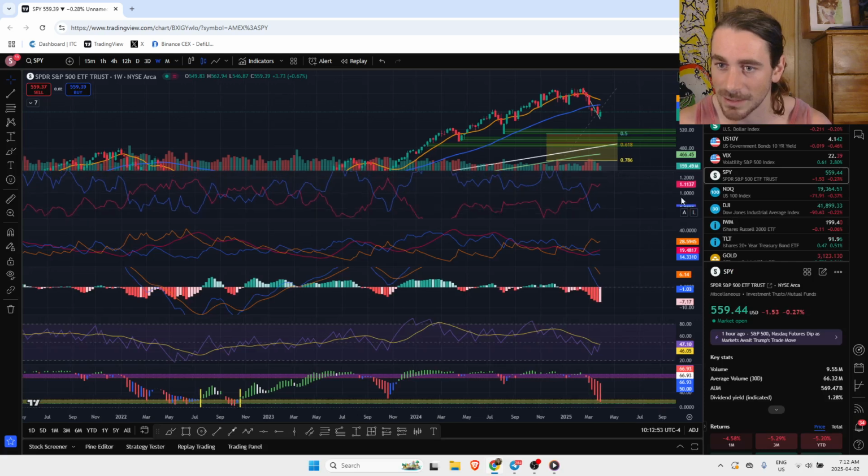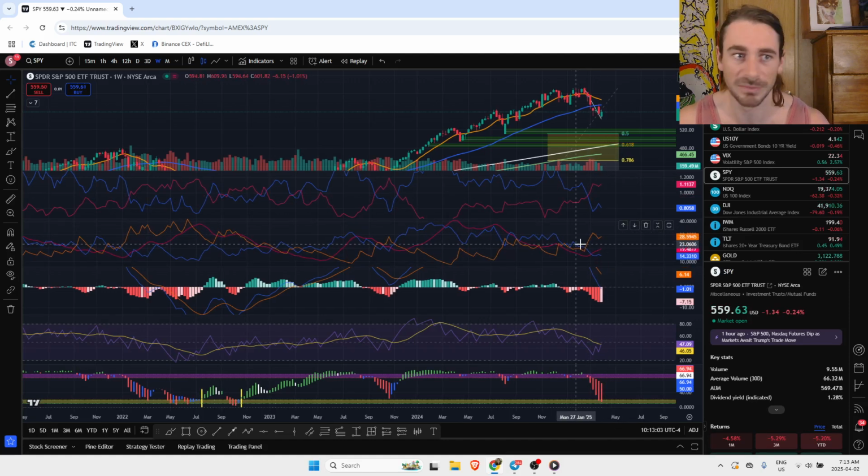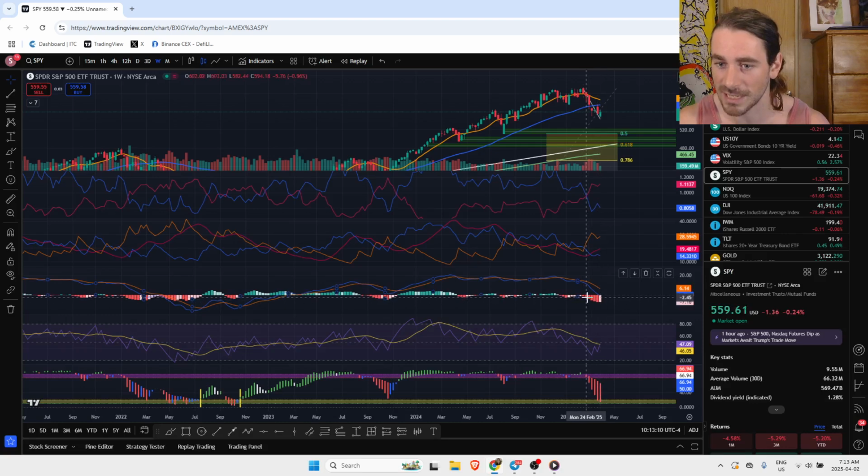So we see that divergence between the vortex indicator lines opening up again, signaling the bearish momentum is the favored momentum right here, confirming that on our directional movement index on the weekly. We see that curled up as well. MACD well oversold here, that histogram flipping from dark red to light red. So we should try to see at least a little bit of a near-term bottom start to form here.